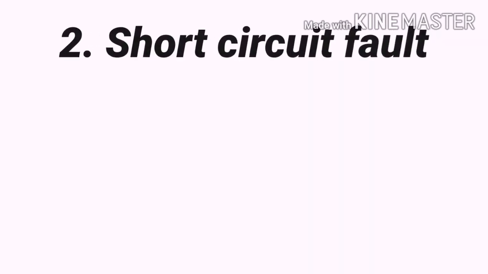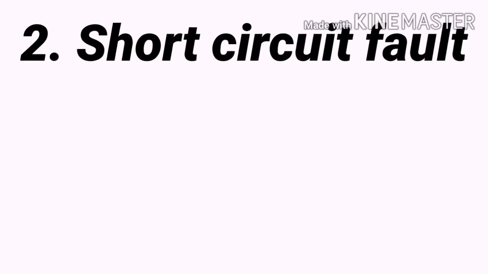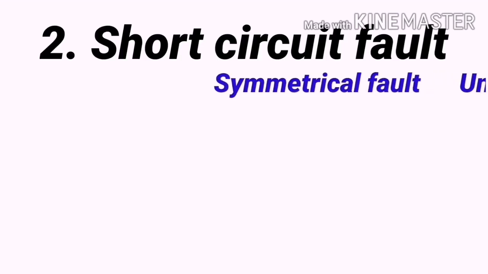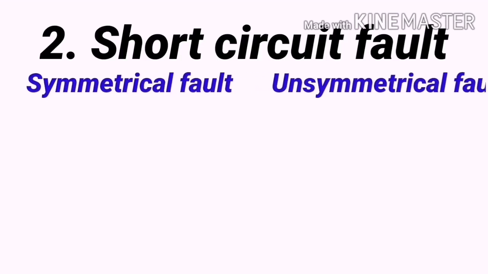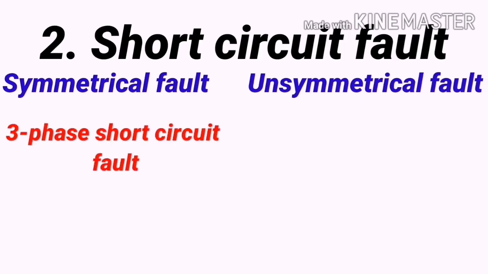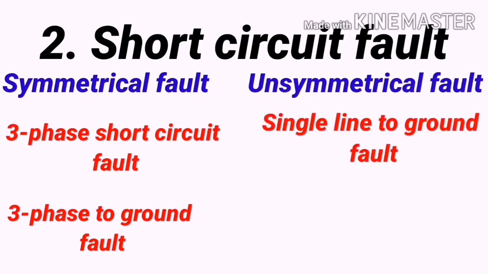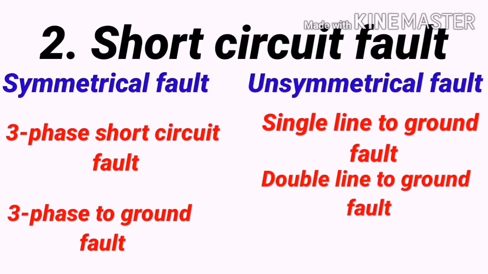Now the number two, that is short circuit fault. Short circuit fault is further categorized as symmetrical fault and unsymmetrical fault. Symmetrical fault includes three-phase short circuit fault and three-phase to ground fault. Now in the case of unsymmetrical fault, it is single line to ground fault, double line to ground fault, and the third one is line to line fault. Now see all the faults in detail.